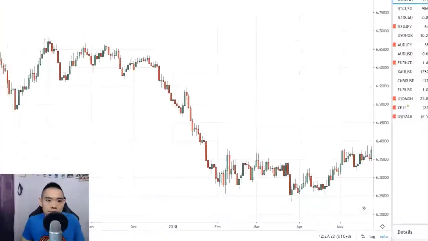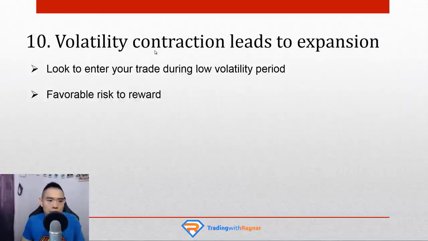This is an important concept: volatility contraction leads to expansion. And ideally, you want to be entering trades during low volatility periods. You have a tighter stop loss, which offers you a much more favorable risk to reward.